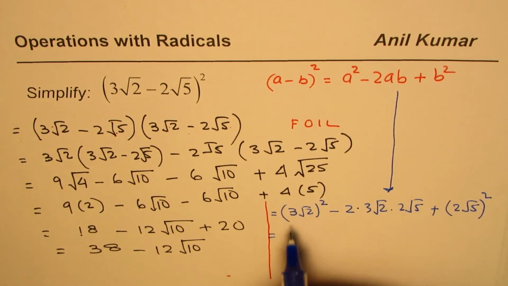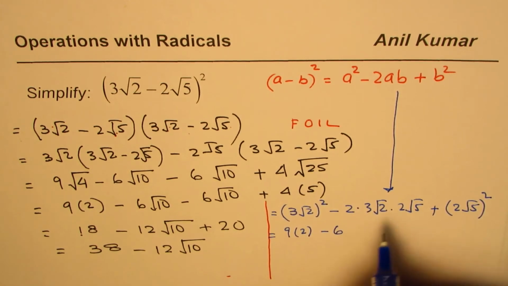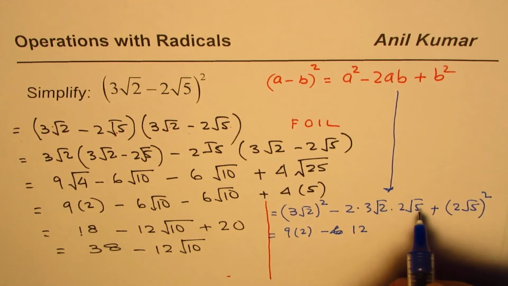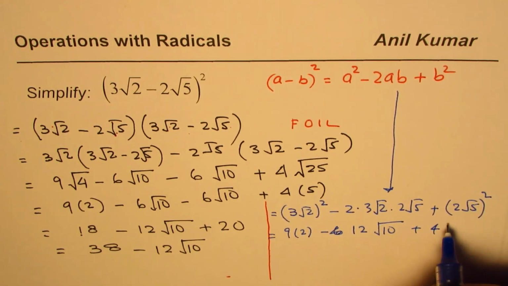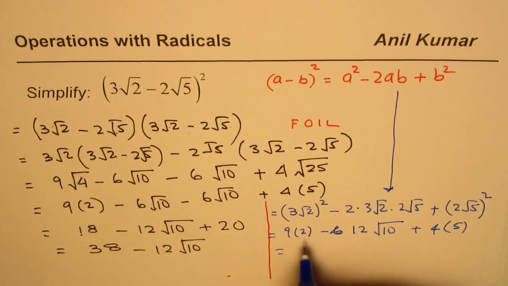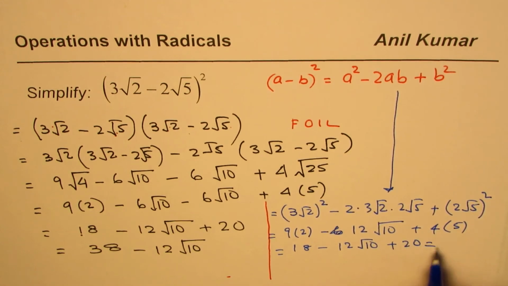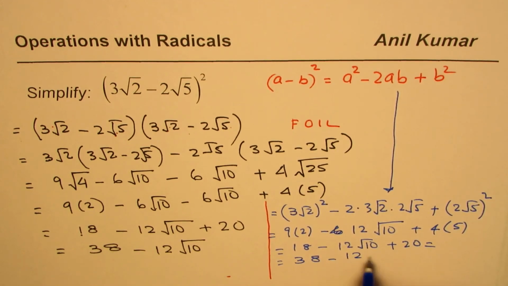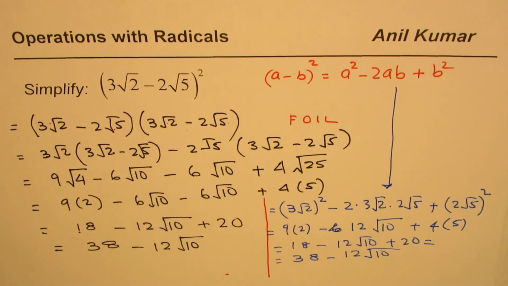So when you square it, 3 square is 9 and square of this is 2. Minus 2 times 3 is 6. I should have written 6 times 2 as 12, okay, and 2 times 5 is 10, so square root of 10. 2 square is 4, square root of 5 square is 5. So that gives you 18 minus 12 square root 10 plus 20, and that is same 38 minus 12 square root 10, right? So either way you could do and get the same result. I hope that helps. Thank you and all the best.